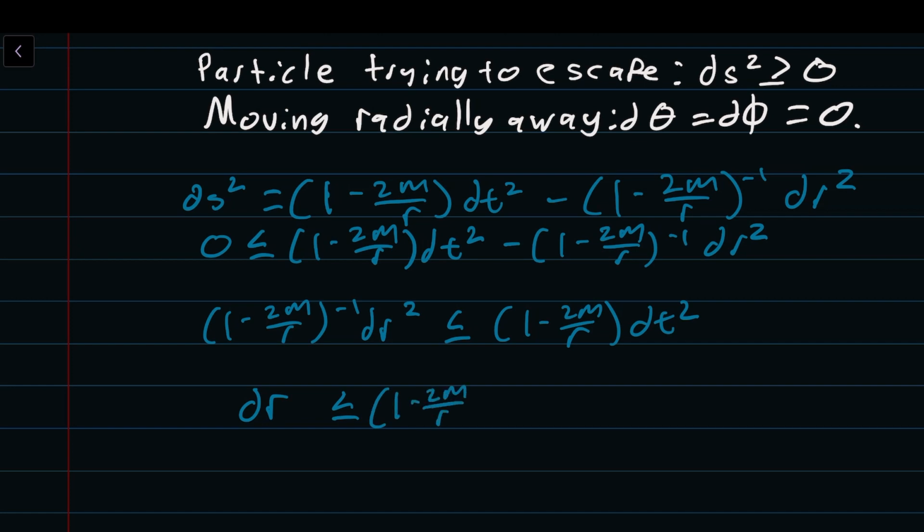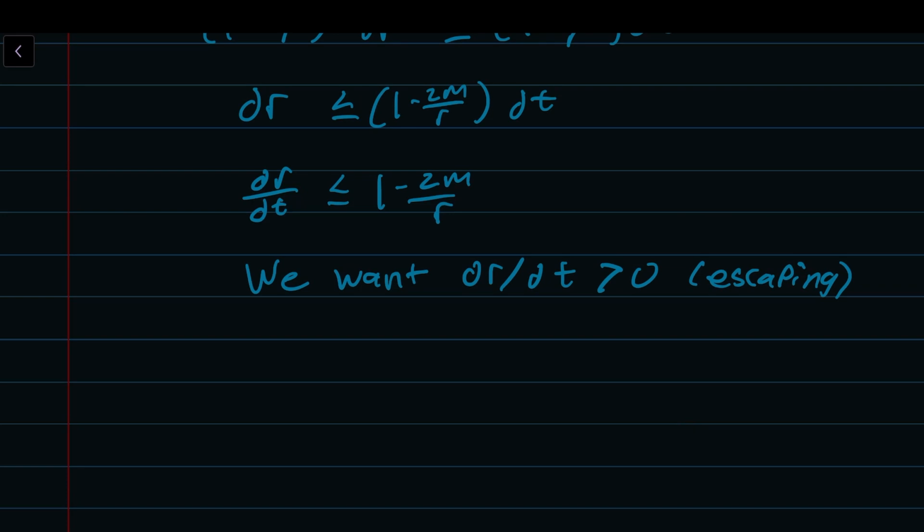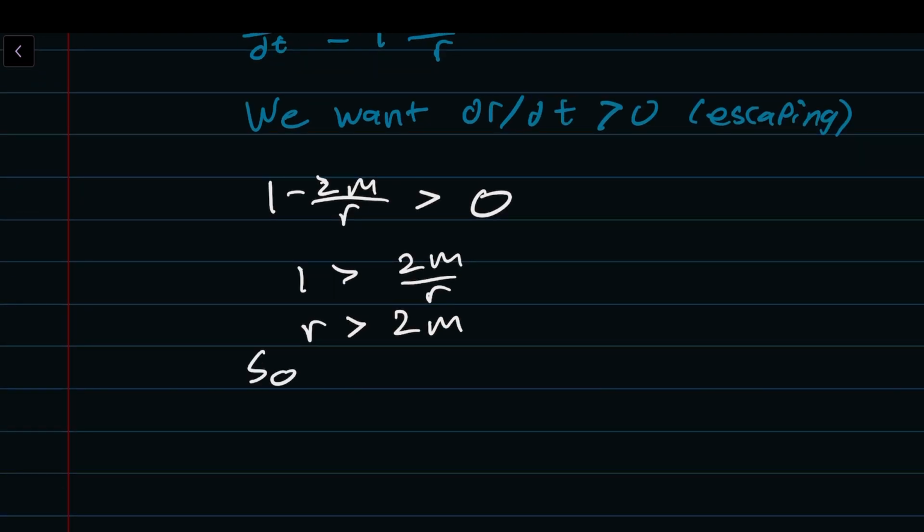And then we're just going to move everything over to one side and then take the square root of both and then divide by dt. And we get this value for dr/dt equals 1 minus 2m over r. And so now we want that to be greater than 0 so that the particle is escaping. So what we get here, interestingly, is that r is greater than 2m.